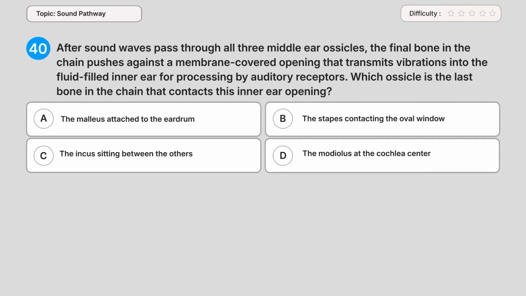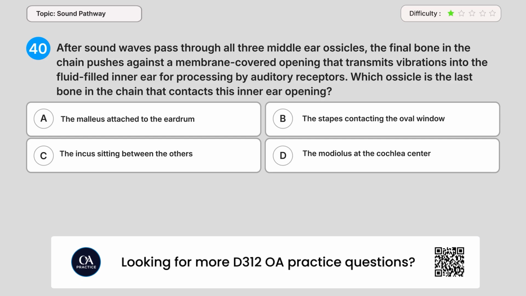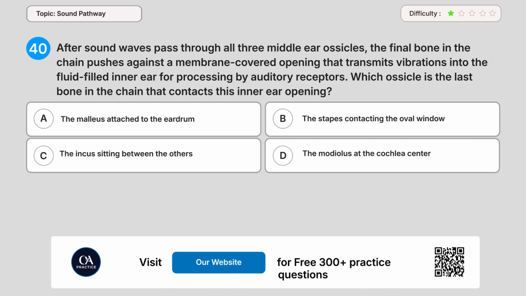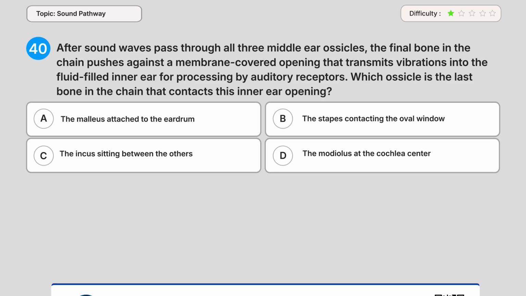40. After sound waves pass through all 3 middle ear ossicles, the final bone in the chain pushes against a membrane-covered opening that transmits vibrations into the fluid-filled inner ear for processing by auditory receptors. Which ossicle is the last bone in the chain that contacts this inner ear opening?